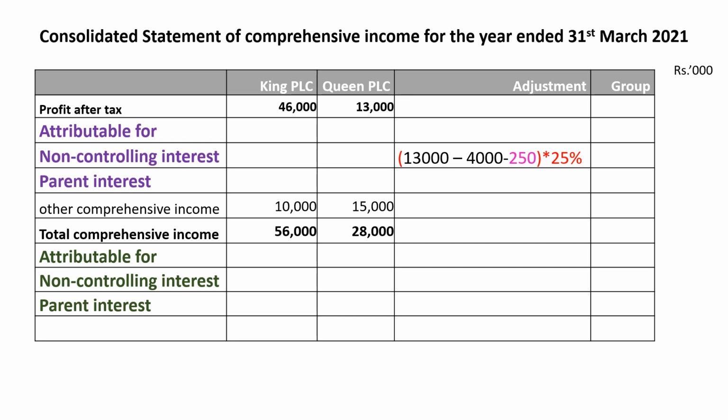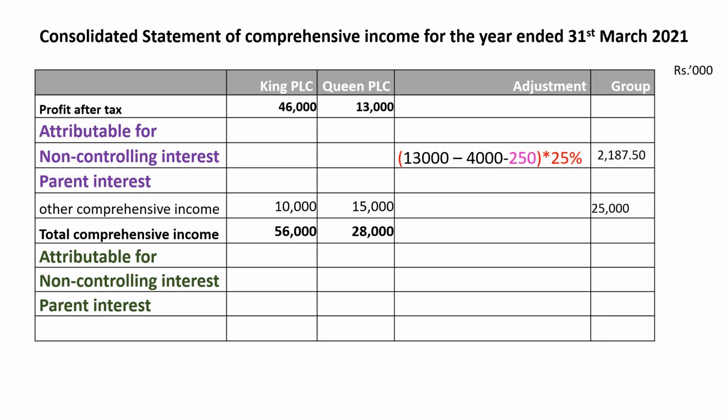Then from the remaining profit we have to take 25%, which is 2,187 rupees and 50 cents. Then in the other comprehensive income, we are going to take the total. This other comprehensive income can be the gain on translation of foreign operations, or it can be a gain on retirement benefit plan. Since we are going to do consolidation, we are going to add them together. So we are getting 25,000.